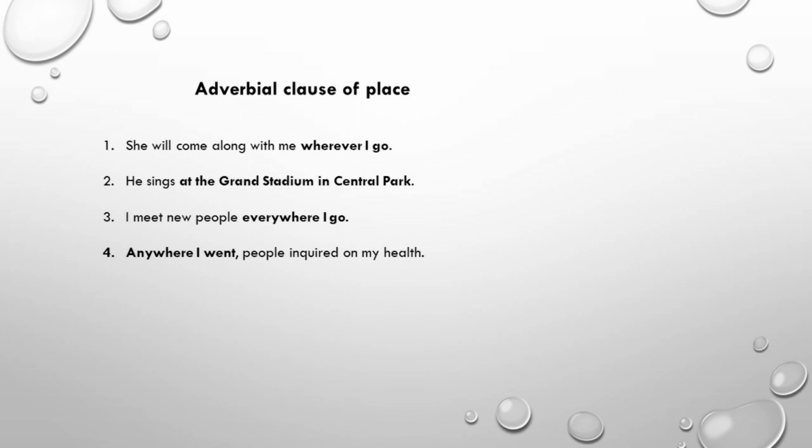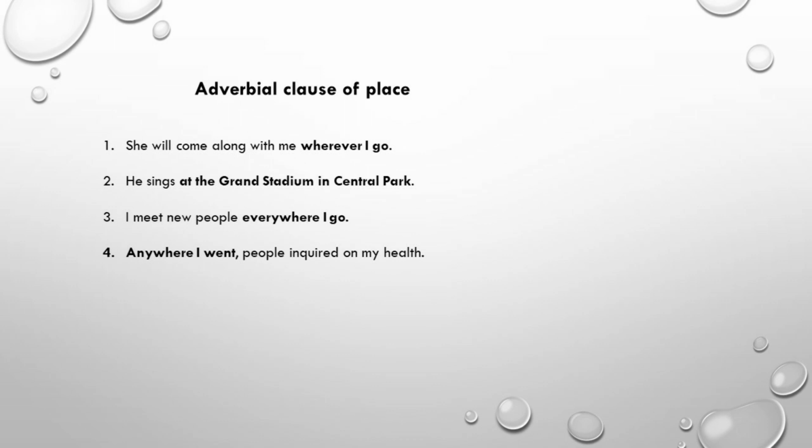The next example is, he sings at the Grand Stadium in Central Park. In the sentence, at the Grand Stadium in Central Park is the adverbial clause of place. The reason is it is a subordinate clause answering the question he sings where, and it is modifying the verb sings, and that is why this is an adverbial clause of place. The third example is, I meet new people wherever I go. When I ask the question, I meet new people where, the answer will be wherever I go, and this is a subordinate clause modifying the verb meet. That is why wherever I go is the adverbial clause of place in this sentence.